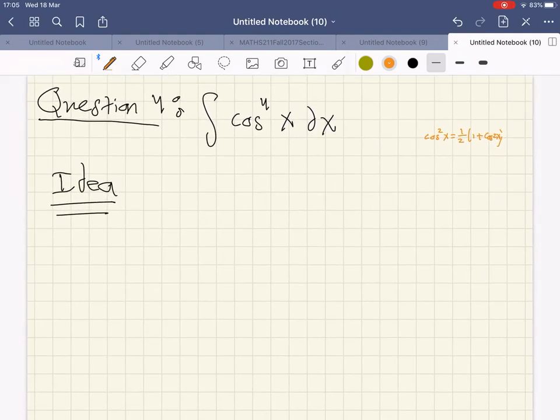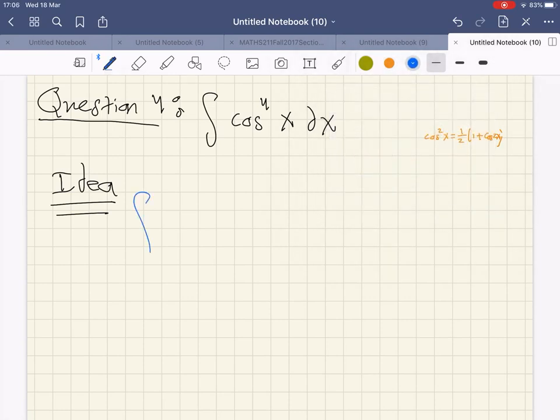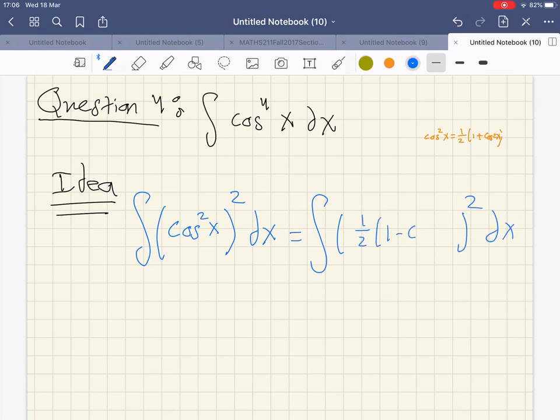How are we going to use it? The only possible way is if we write cosine square x to the power of 2 dx equal to 1 over 2, 1 minus cosine 2x, and the next step is to expand the square and do it.